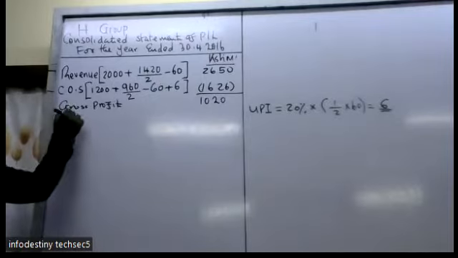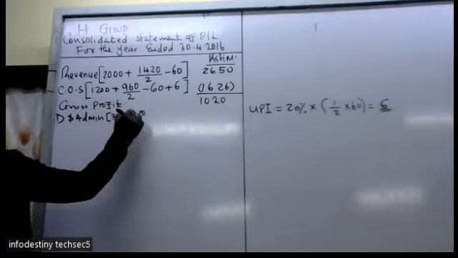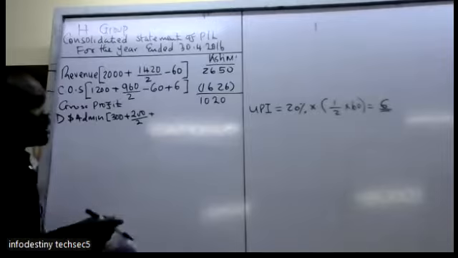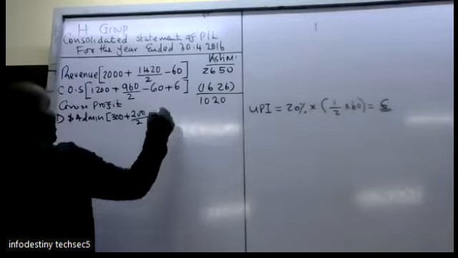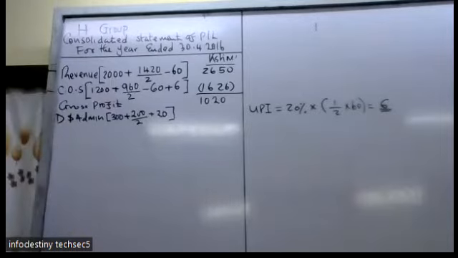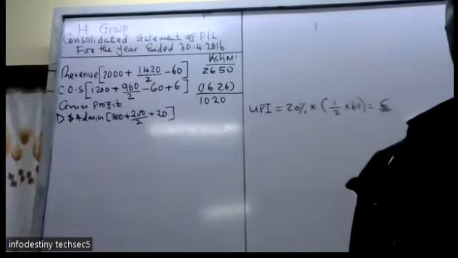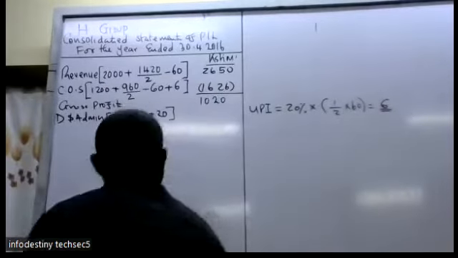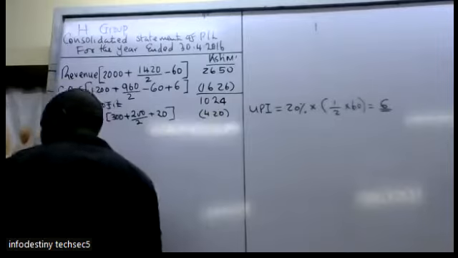Distribution and admin. That is 300 plus 200, 200 of course over 2. Then impairment. Impairment is classified in administrative. Impairment, we got there 20, if I can remember. Yes, impairment was 20. So classify it there. So how much will that be? That is for 20. Gross profit is 1024, you subtract 420.